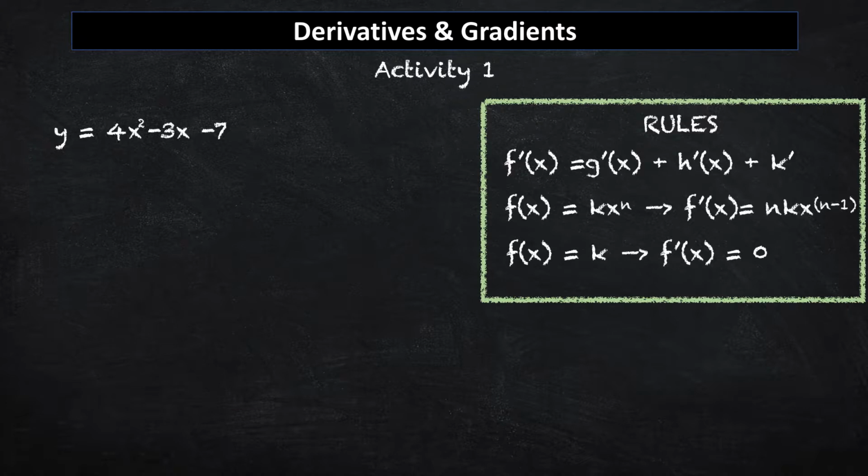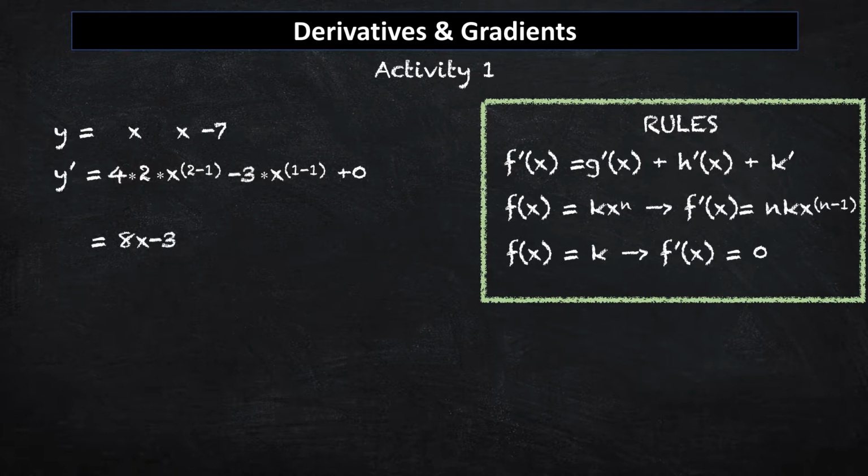Let's see the next exercise. The next function is y equal to 4x to the power of 2 minus 3x minus 7. So we have that the derivative of this function is 4 multiplied by 2 multiplied by x to the power of 2 minus 1 minus 3 multiplied by x to the power of 1 minus 1 plus 0. If we do all the calculations, we find that this derivative is equal to 8x minus 3, which is the final answer.